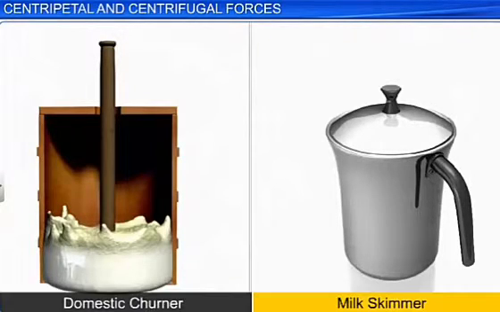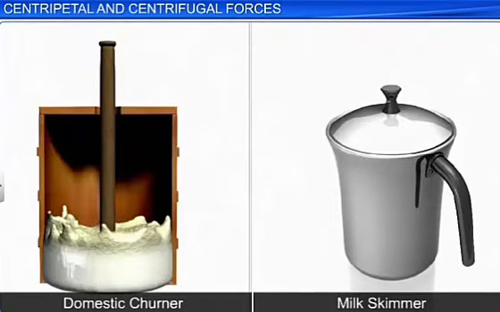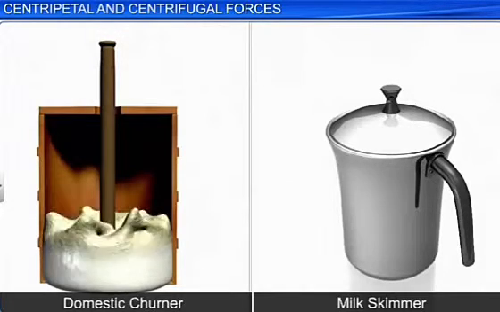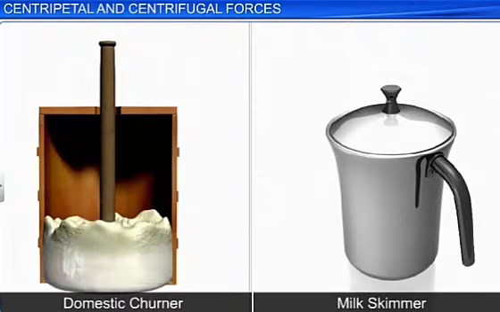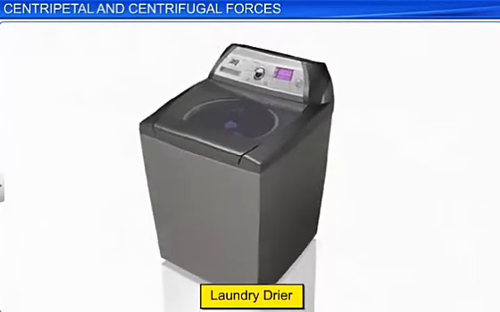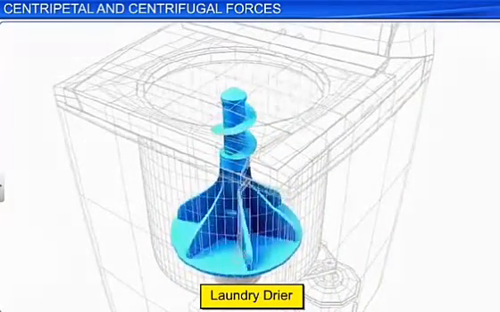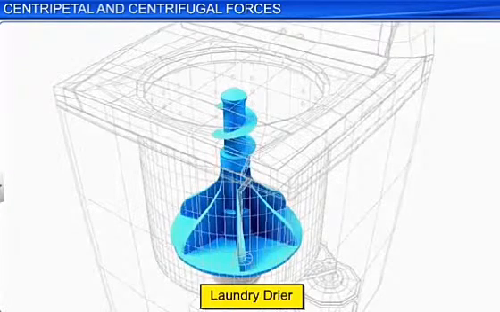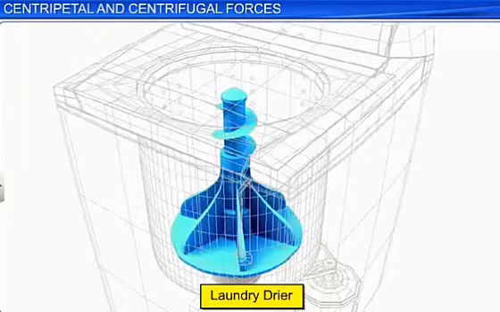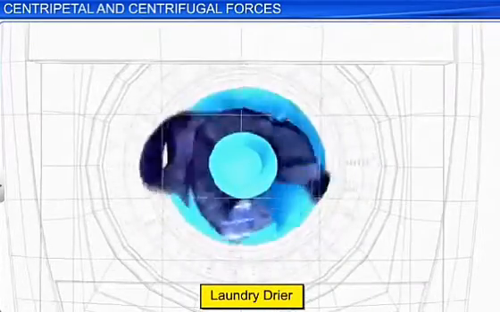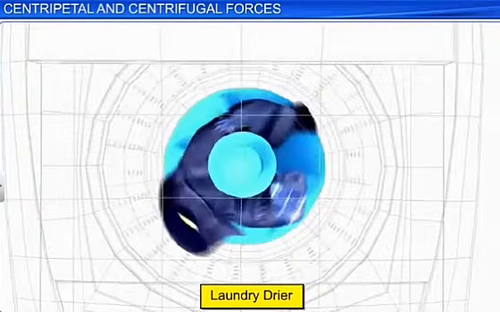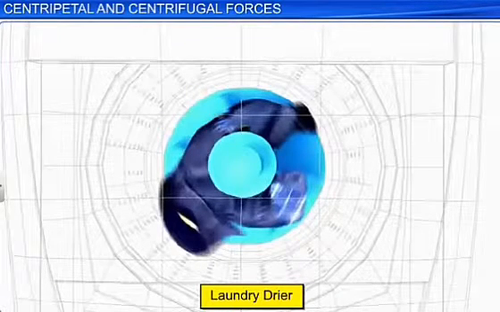The domestic churner or milk skimmer also works on the same principle. When milk or buttermilk is made to rotate, the particles of higher mass are thrown away and the particles of cream settle at the center. A laundry dryer or centrifugal drying machine contains a cylindrical vessel that can be rotated at high speed about its own axis. When the vessel with wet clothes is rotated at high speeds, water is forced out of the perforated walls due to centrifugal force.